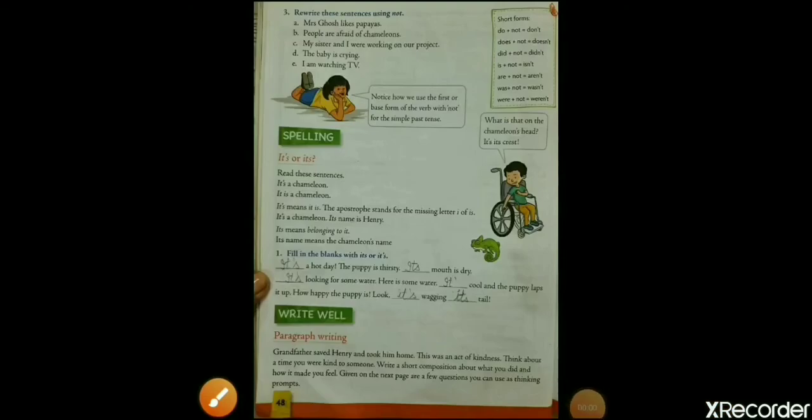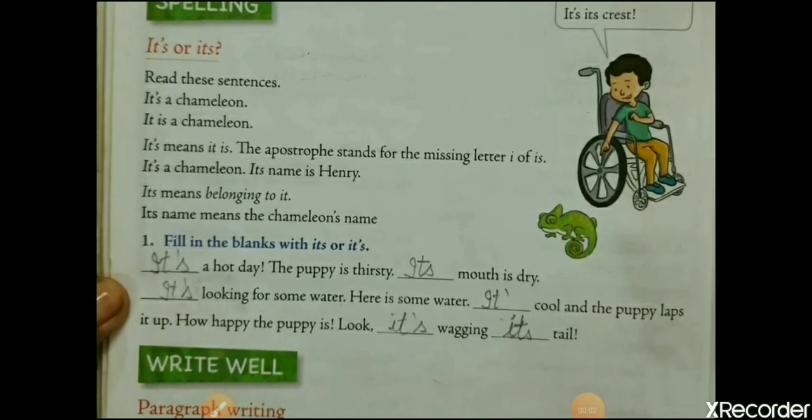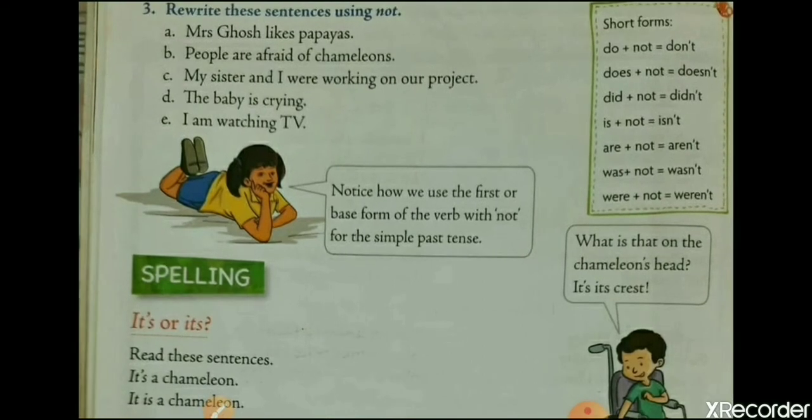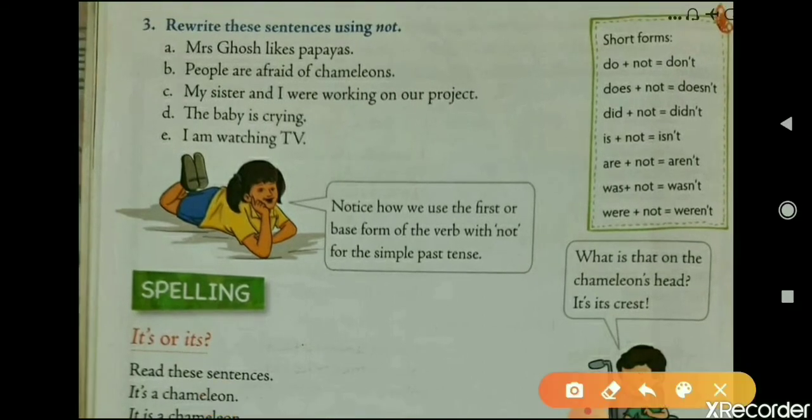Page number 48. Rewrite these sentences using not. Okay, as you can see here in this box, short forms are given. For do not, we can write don't. For does not, doesn't, did not, didn't, is not, isn't, are not, aren't, was not, wasn't, were not, weren't. Okay, so in place of this, we can write these short forms.